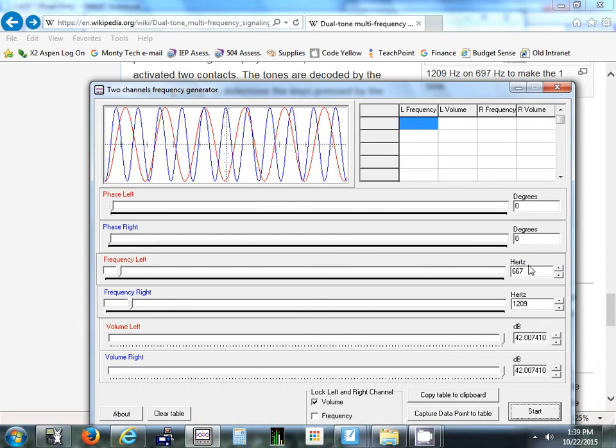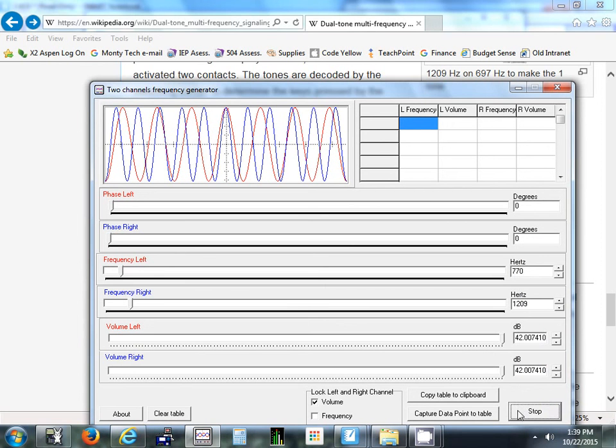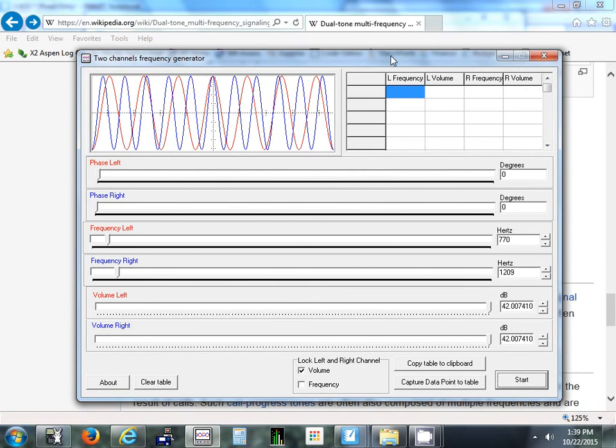It's 1209 and 770. Right, and I got to turn it up a little bit. All right, so let's call my voicemail and see if this works. Hopefully I have service. All right, I think I can go underwater with it though. I really can.